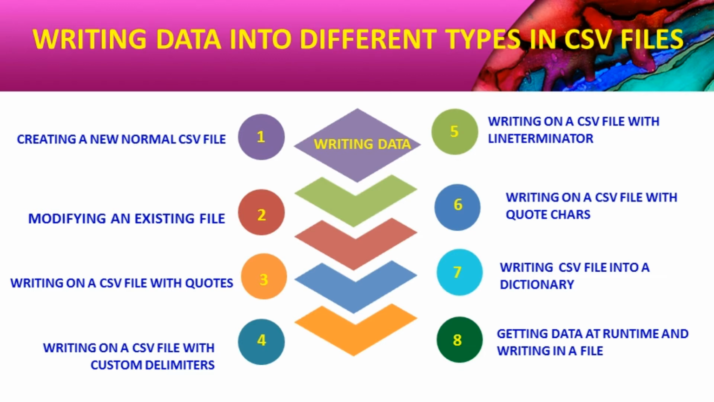In the last session, we learnt how to create a new normal CSV file, modify an existing file, and write on a CSV file with quotes. In this session, we are going to learn writing on a CSV file with custom delimiters, writing on a CSV file with line terminator, writing on a CSV file with quote case, writing a CSV file into a dictionary, and getting data at runtime and writing in a file.